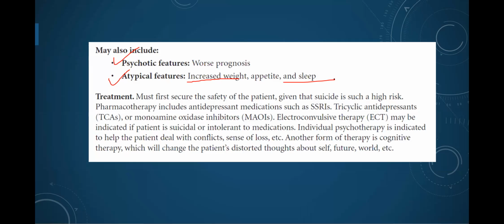So remember that, because sometimes they can give it to you. Now come to the treatment. The treatment of depression depends on the severity of depression: mild, moderate, or severe.